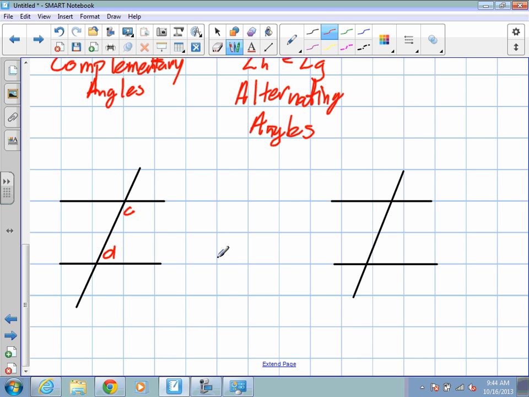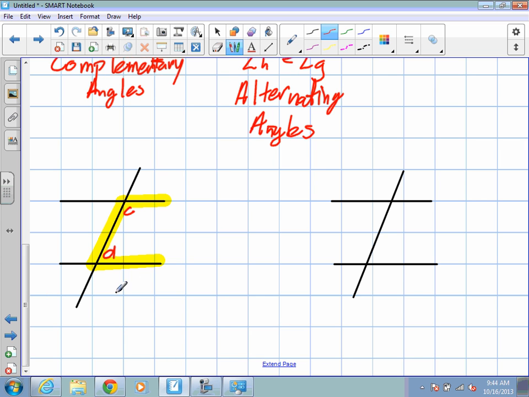Does anyone know what letter this looks like? You're right. This sets up what's usually known as a C pattern. These two angles together create what's known as a C. They're the interior angles in the letter C. What relationship do C and D have?